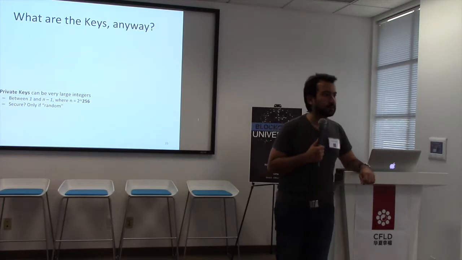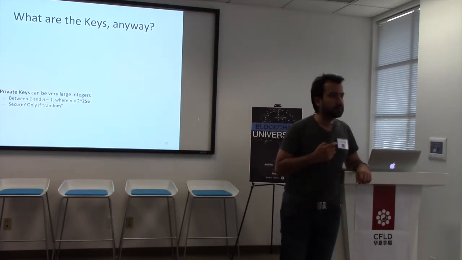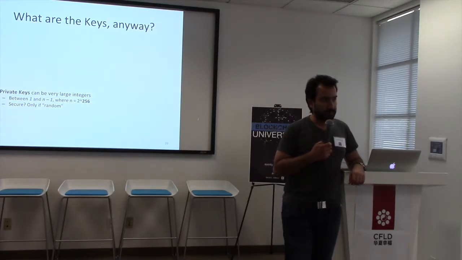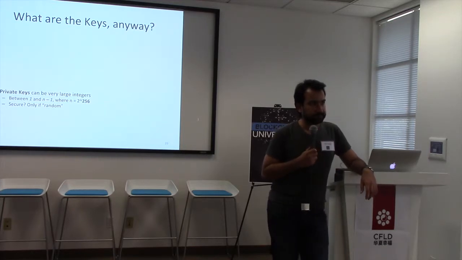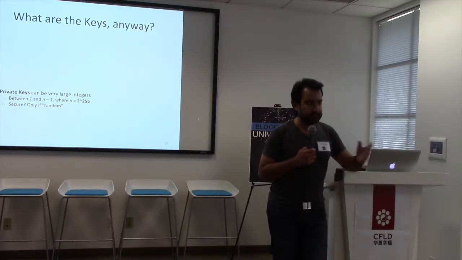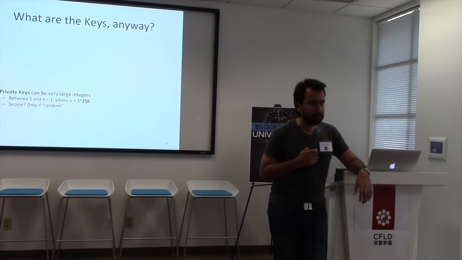Yes? 2 to the 256 is basically a little bit larger than 1 followed by 77 zeros in decimal. So it's an extremely large number. The comment is, it gives you an idea of how large this number is. 1 followed by 77 zeros. Slightly larger than that.